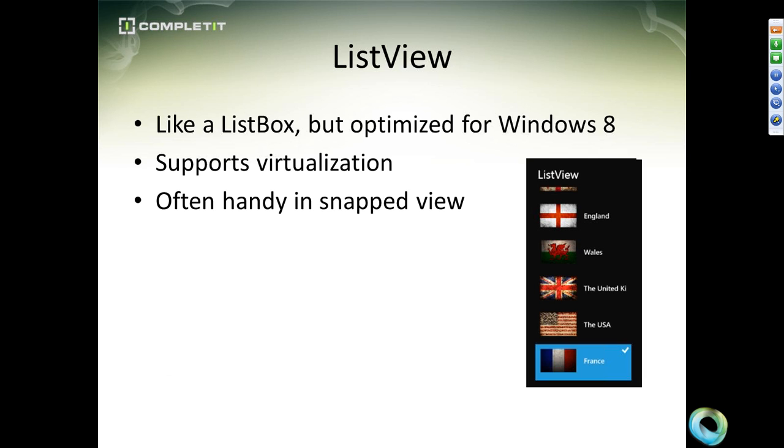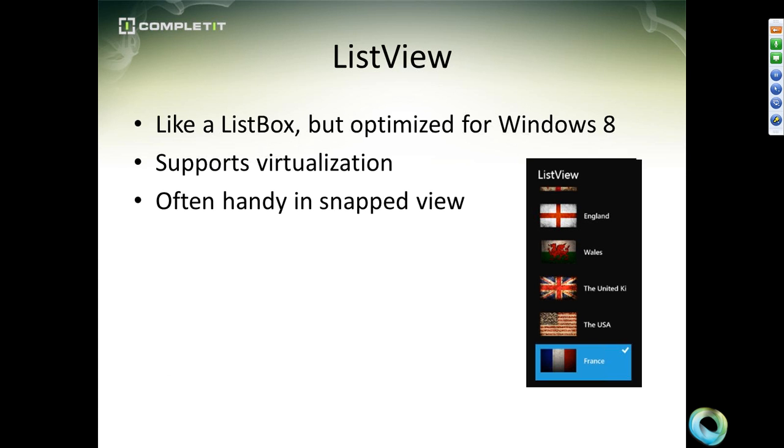Now the list box is a great control, but it's not optimized for touch input. The list view is optimized for Windows 8, and it features, for example, smooth scrolling and virtualization, which is also supported by the list box in Silverlight. It supports the same programming model. It has a data template that we can use. It's offering the same events. I'm coming back to that in just a second. Not really the same events, but it offers the events that we can use to click on it.